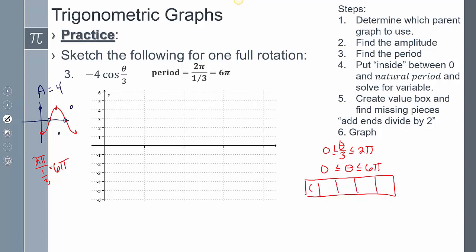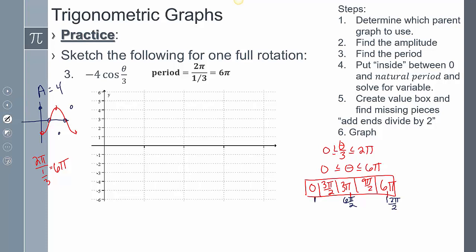The first value goes here, the last value goes here, and so add the ends, divide by 2, you get 3 pi. Add these two together, divide by 2, you're going to get 3 pi halves, and add these two together and divide by 2, you're going to get 9 pi halves. Now for scaling purposes, this is also going to be 6 pi halves, and this one will be 12 pi halves.